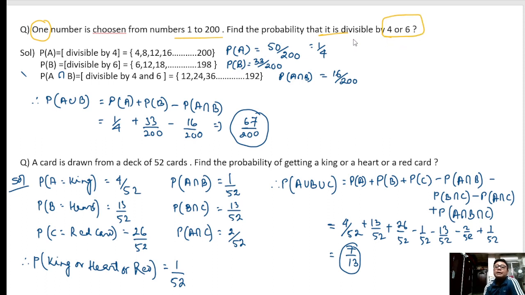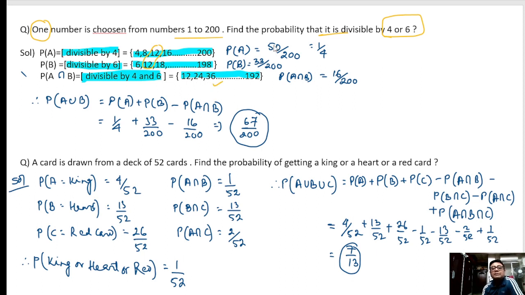That means I have to find how many are divisible by 4. So how many are divisible by 4? These are the numbers divisible by 4. Then divisible by 6. And then divisible by both 4 and 6, which are coming common. See, there is 12, and there can be numbers like 24, 36.